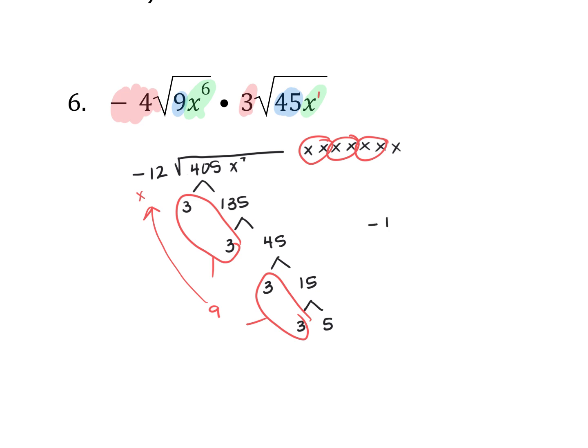So I have a negative 108, and then I have 3 pairs of x's, so it's going to be x to the third. Use my radical. I had a leftover 5, so that 5 is going to go underneath my radical, and then I had a leftover x, so that's going to go right next to my 5. And that's going to be my final answer. We can't get that any more simplified than it already is.